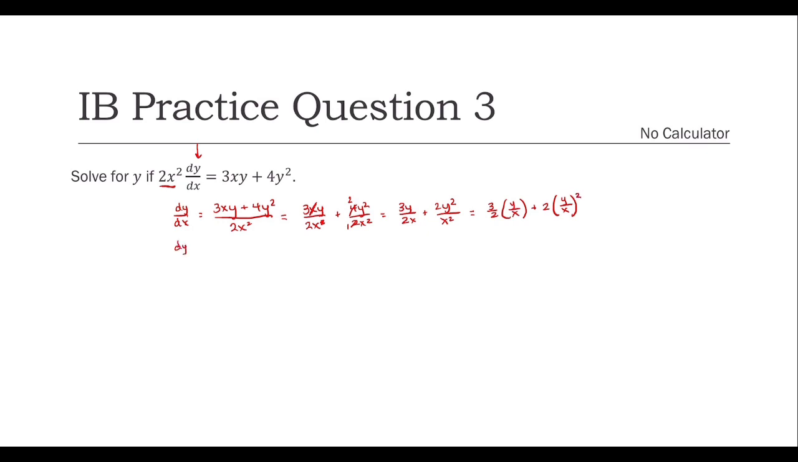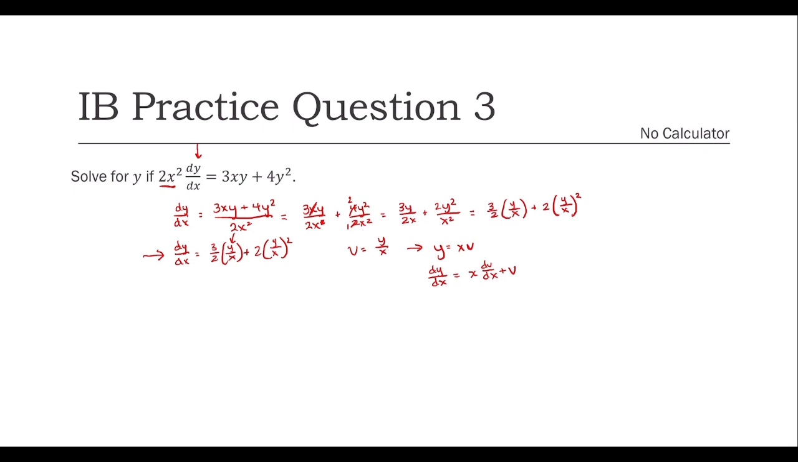So dy/dx equals 3/2 times y/x plus 2 times (y/x)². So we can substitute v for y/x, which when you solve that for y means y equals x times v. And the derivative of that, using your product rule, will give you x dv/dx plus v. So we can substitute this into the equation here.